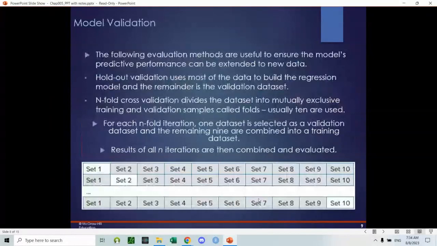There's also something else we're going to talk about as we get more into machine learning. It's called k-fold cross-validation. It divides the data set into mutually exclusive training and validation samples, or folds, generally 10. 9 of them are used for training, and the remaining one is used for validation. The results are then combined and evaluated. As a result, k-fold cross-validation is less sensitive to variation in training and validation sets.